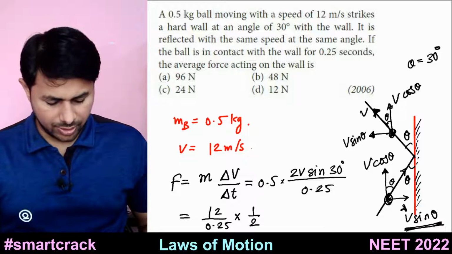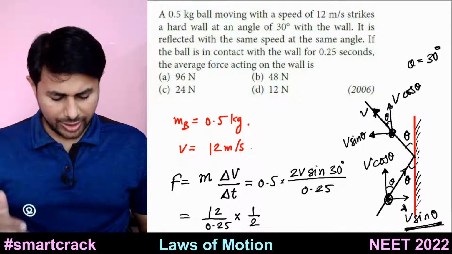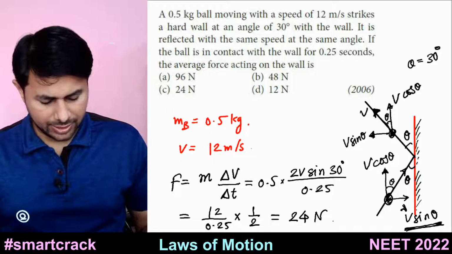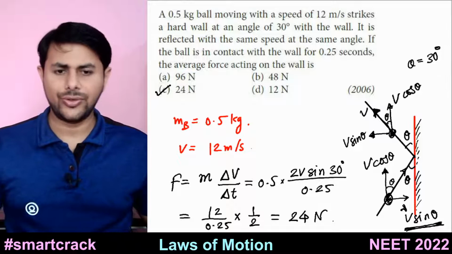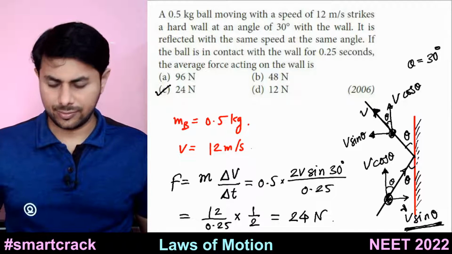Or you can do 0.25 into 2, it's 0.5. So 12 upon 0.5 will be how much? It will be 24. So answer is 24 newtons, okay. Simple again, right?